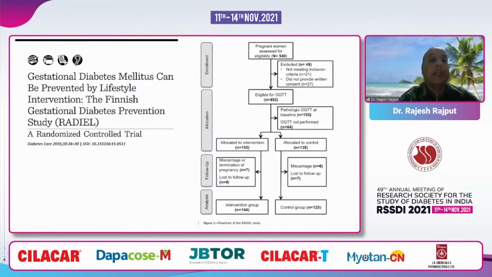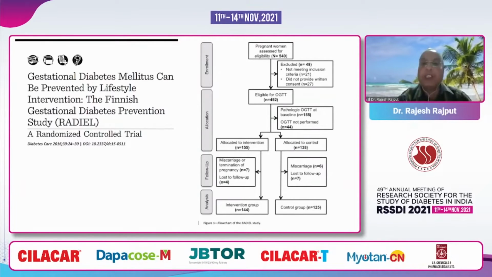Now coming to an important study which is known as the RADIEL study. What is the RADIEL study? Gestational diabetes mellitus prevention by lifestyle intervention. Lifestyle intervention includes diet and exercise, and this is a Finnish gestational diabetes prevention study. This is like the DPP study which was done for type 2 diabetes. In this study, 540 women were enrolled.